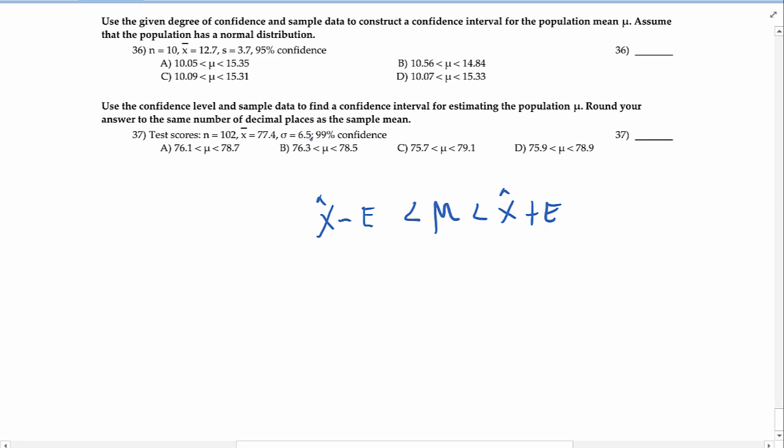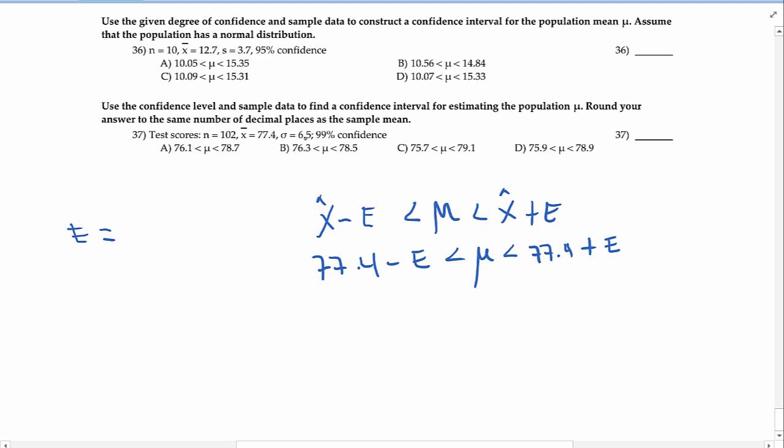Now this is 99% confident. So we take the mean of the sample, which is 77.4. We're going to subtract the error, and we're going to add the error. What is the error again? Well, the sample size is large, it's 102, but we don't have the mean of the population. We don't have the standard deviation of the population. Oh, we do have the standard deviation of the population.